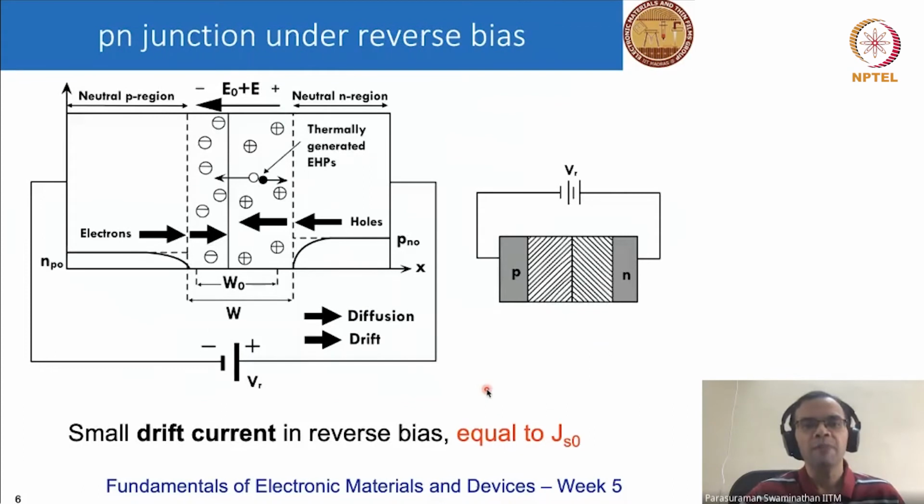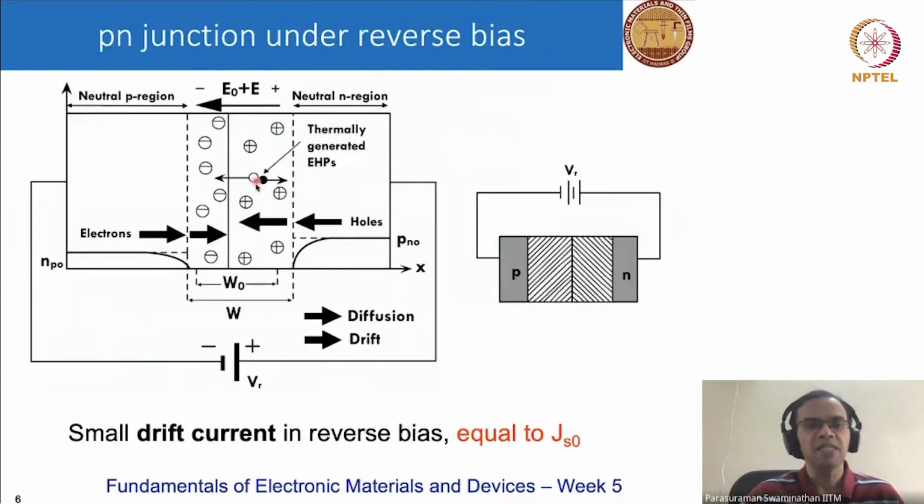Now, what happens when we connect a p-n junction under reverse bias? In this case, the p side is connected to negative and the n side is connected to positive, so it is the opposite of forward bias. Now we have an external potential that is in the same direction as the built-in potential, so the barrier actually goes up. The current under reverse bias is very small.